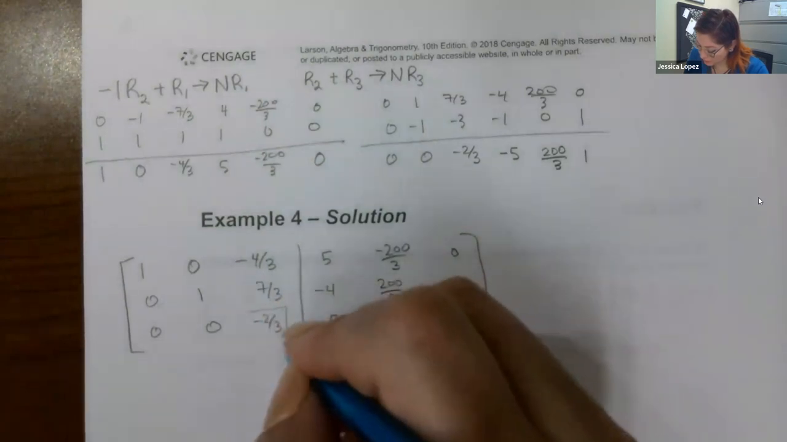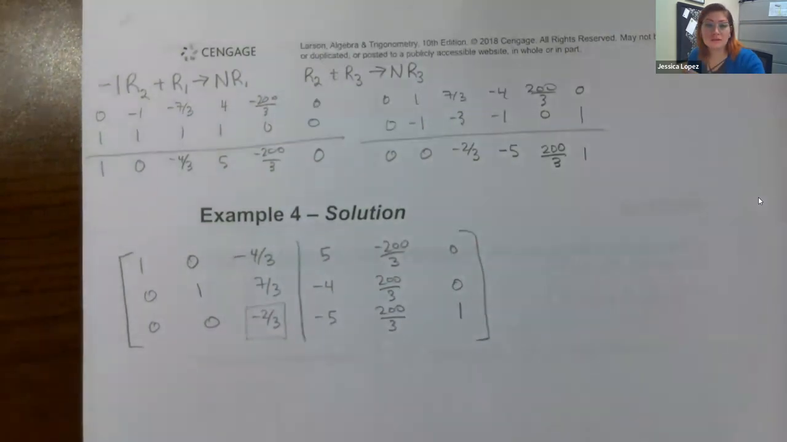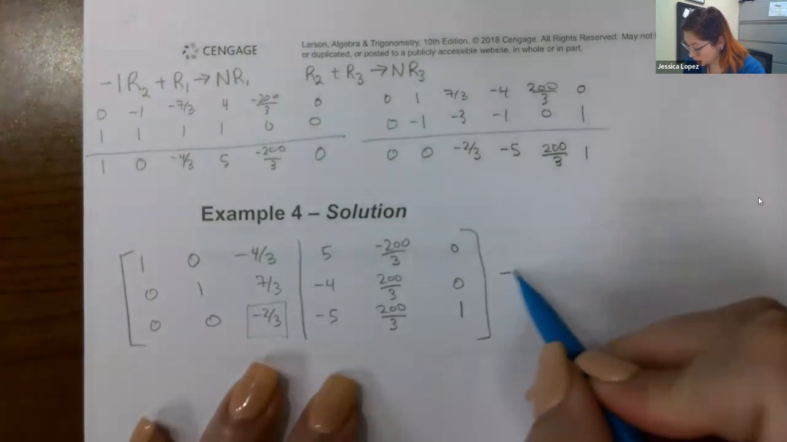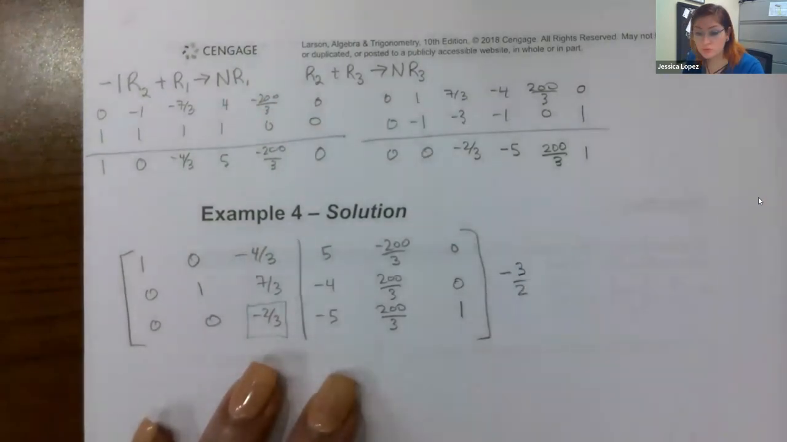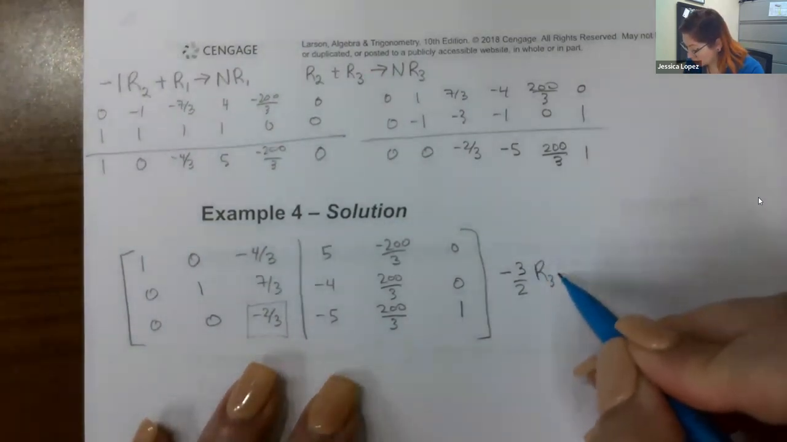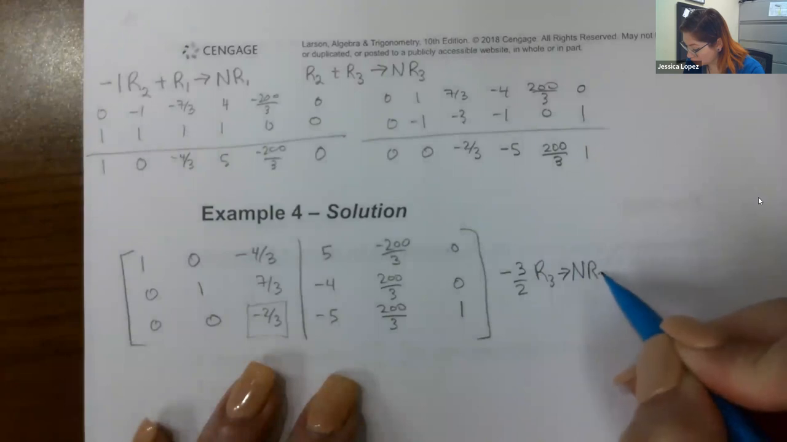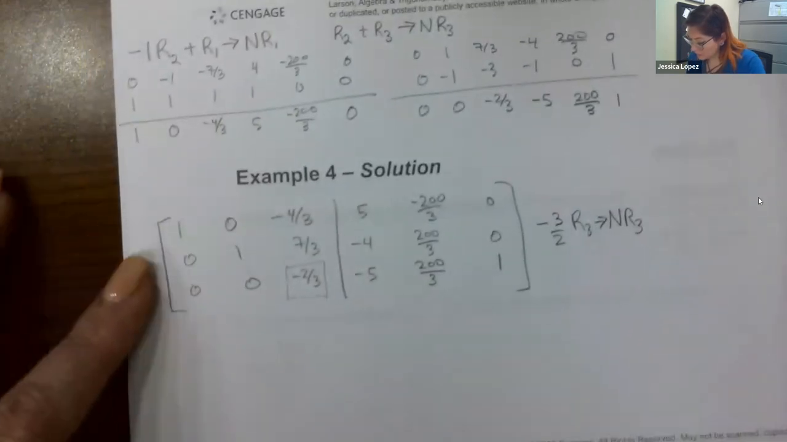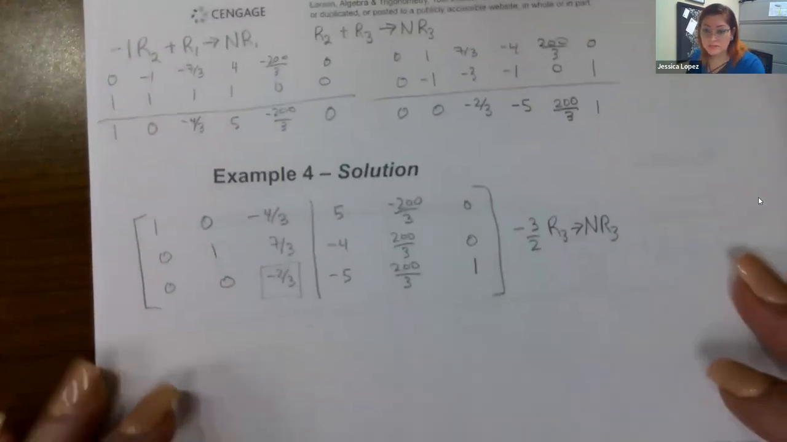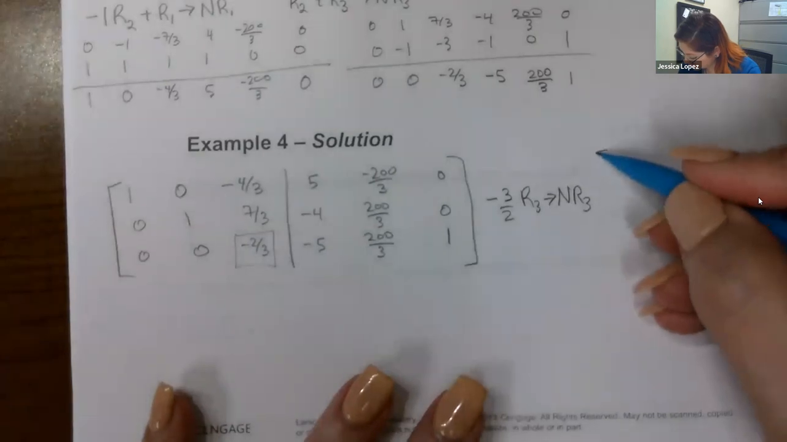And so we do have to get the 1 here before we can get the zeros above it. So I'm actually going to multiply by its reciprocal. So that's negative 3/2. When you do the reciprocal, the sign does not change. So I'm going to do that times row 3 to get me my new row 3. And do I have more paper? I do not have more paper, so I'm going to have to squeeze this in here. It's okay.